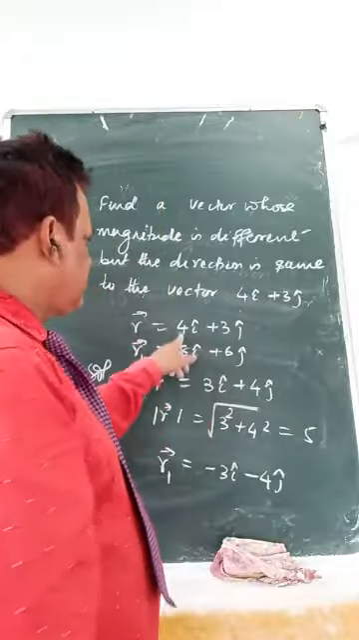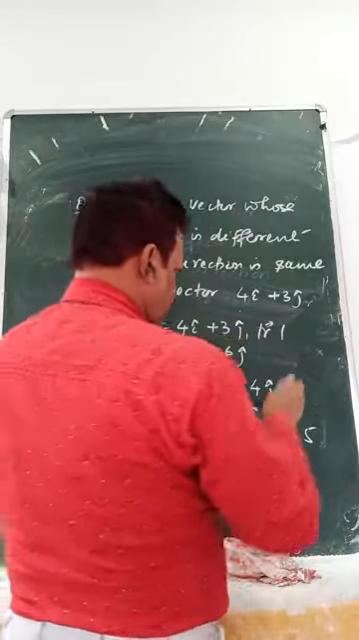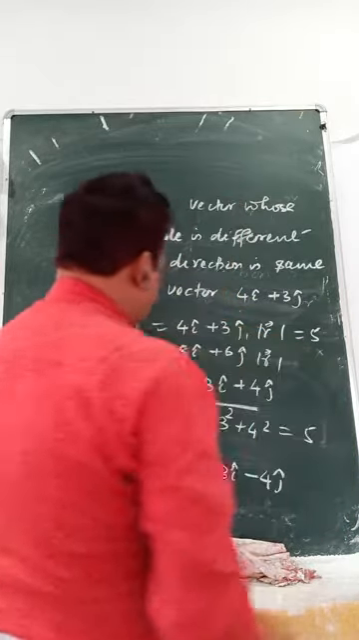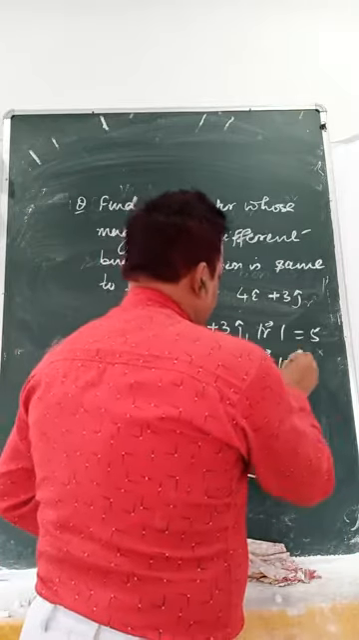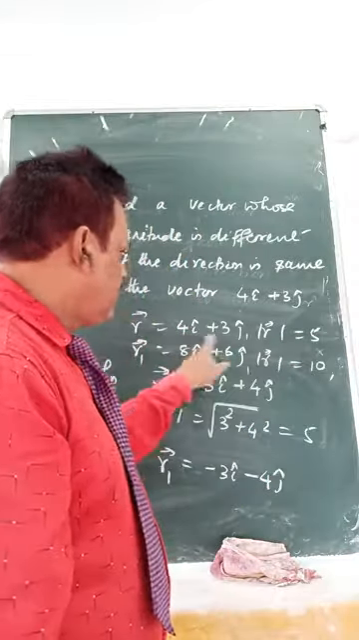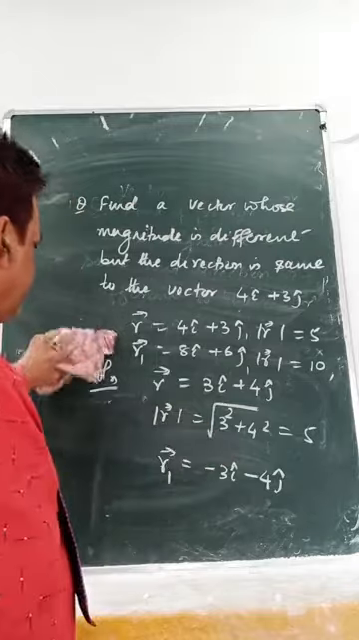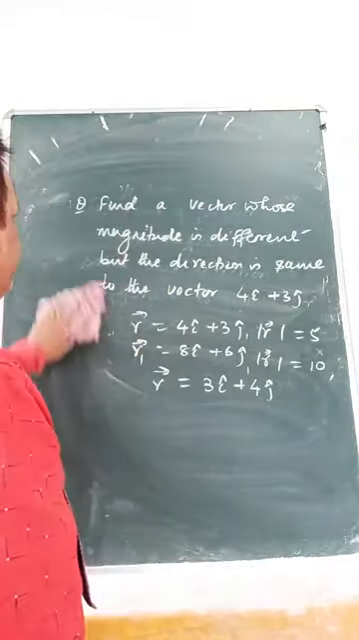Magnitude is different because what is its magnitude? 3 square plus 4 square, that is 5. What is this one? 8 square plus 6 square, 64 plus 36, 100. That means 10. Magnitude is different but the direction is same. Okay, this is about your 2-dimensional figure. Now let's see what is a 3-dimensional figure.